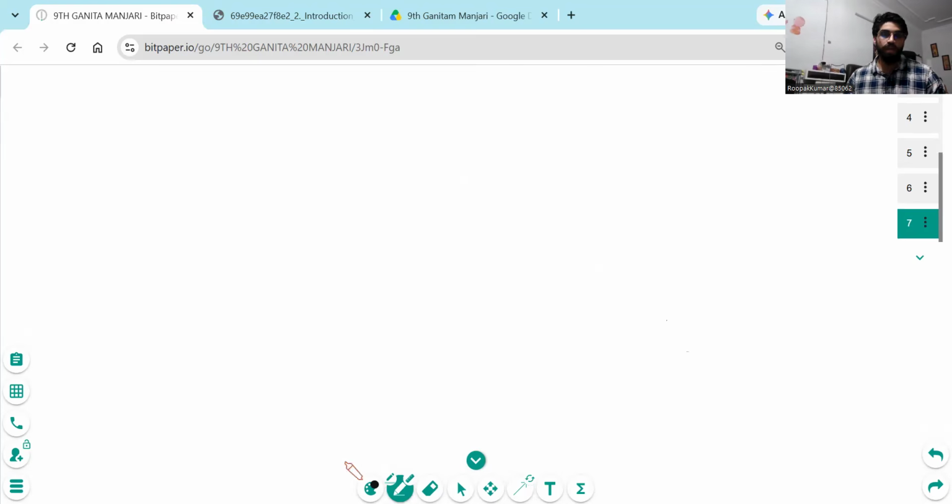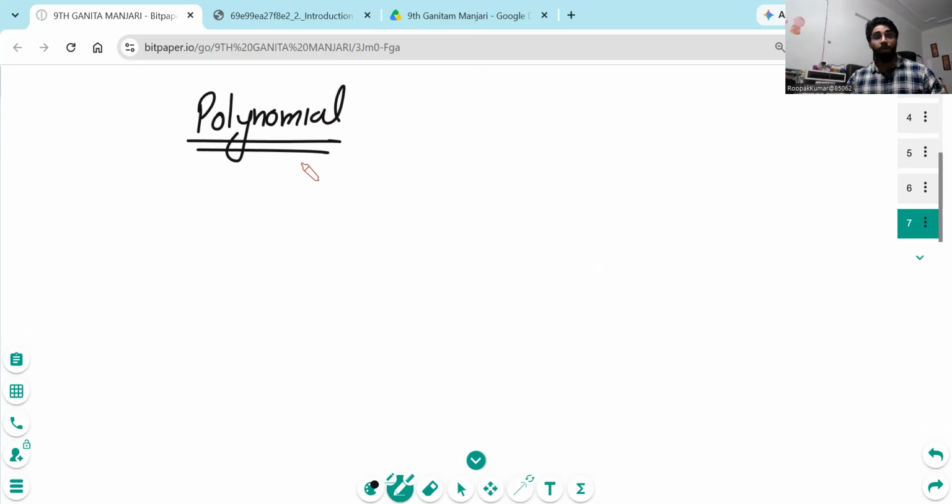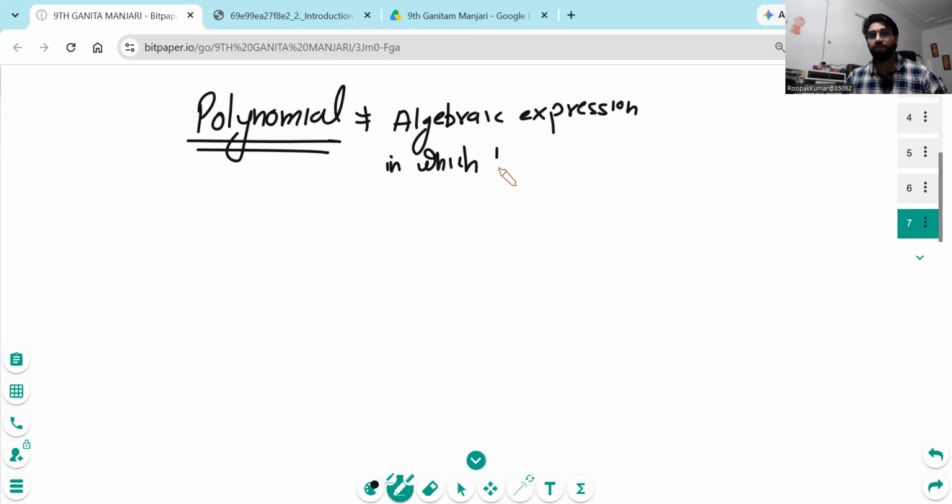Now let's move ahead to the topic which is known as our polynomial. अब हम समझेंगे polynomial क्या होता है. पॉलिनोमियल सबसे पहले definition में देता हूं, उसको समझाते हैं. Polynomial is an algebraic expression in which the power of a variable is a whole number.